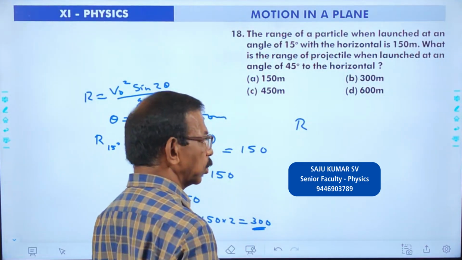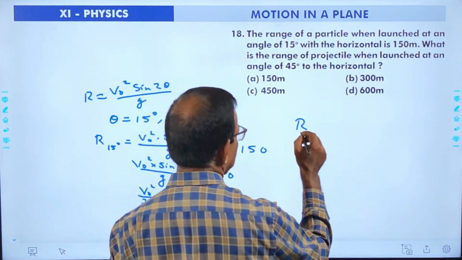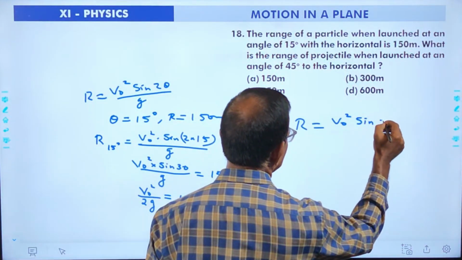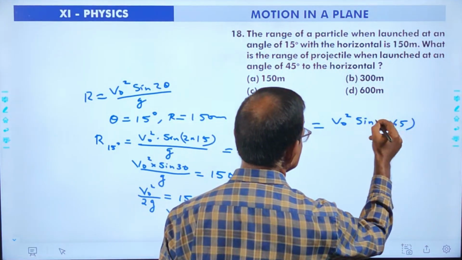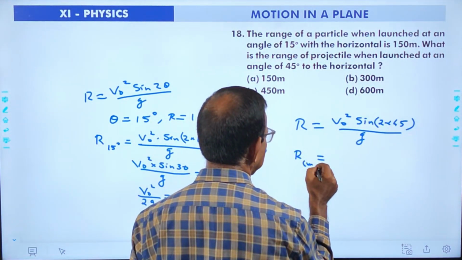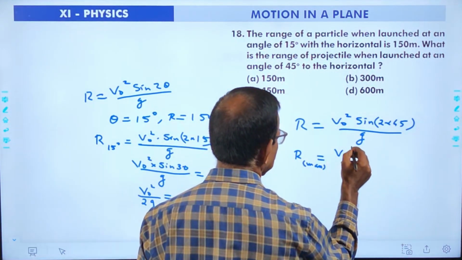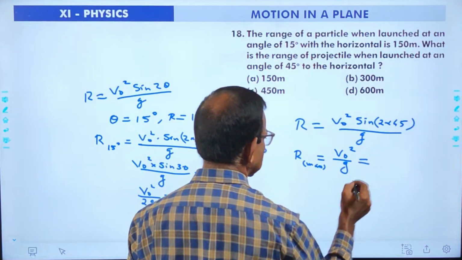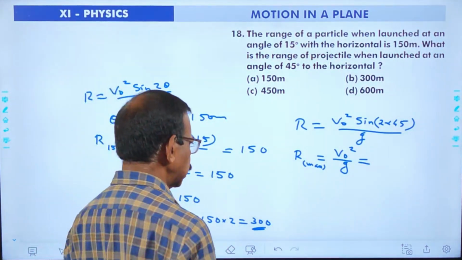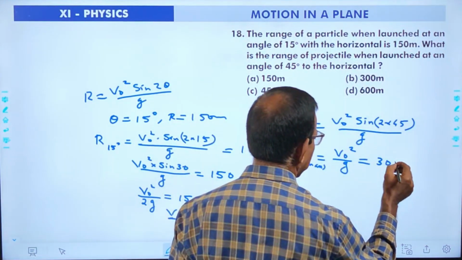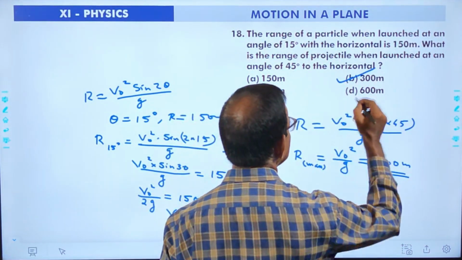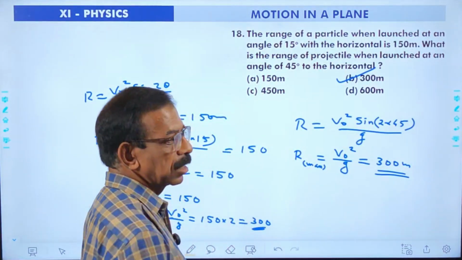As you know, the maximum range is at 45 degree. That is V0 square sine 2 into 45 by G. That is R maximum equals V0 square by G. Here, from this data we have V0 square by G is equal to 300. Hence, R maximum equals 300. Hence, the correct answer is option B. The maximum range is 300 meter.